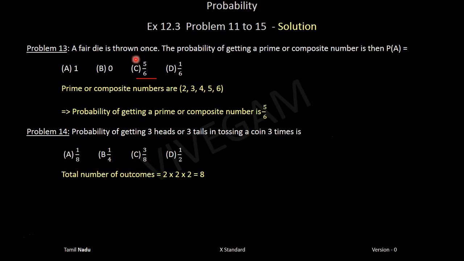But now let's say 3 dice are thrown together. So what will be the total outcome? The first die gives 6, the second die gives 6, and the third die can give you 6 outcomes. So it will be 6 into 6 into 6. 216 outcomes are there. Okay.